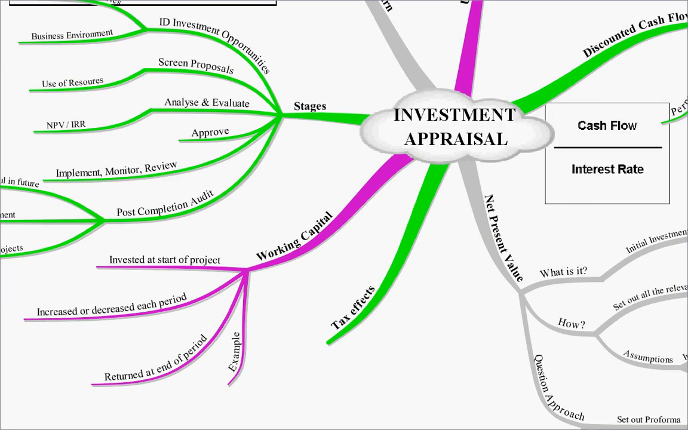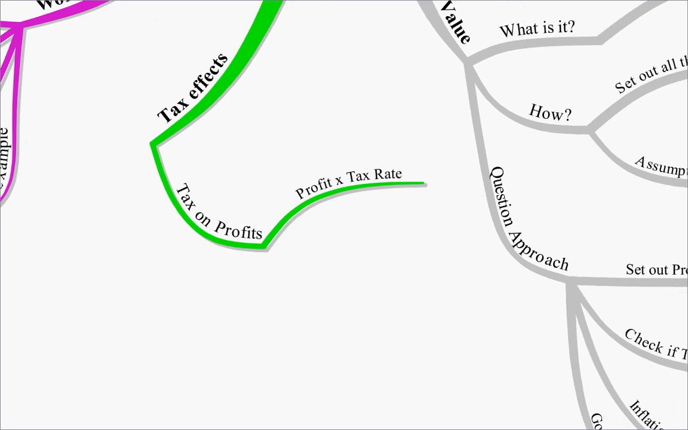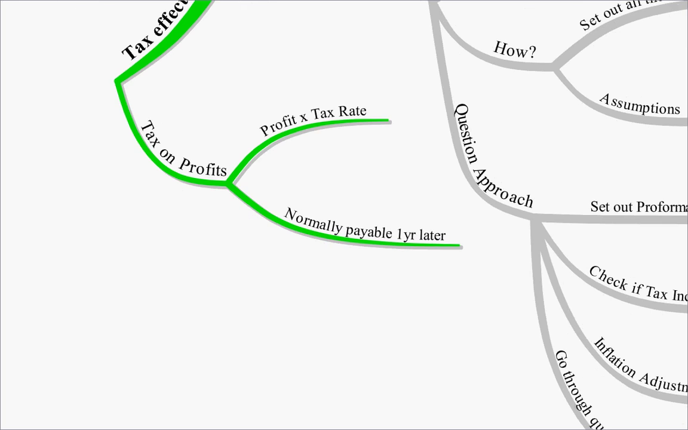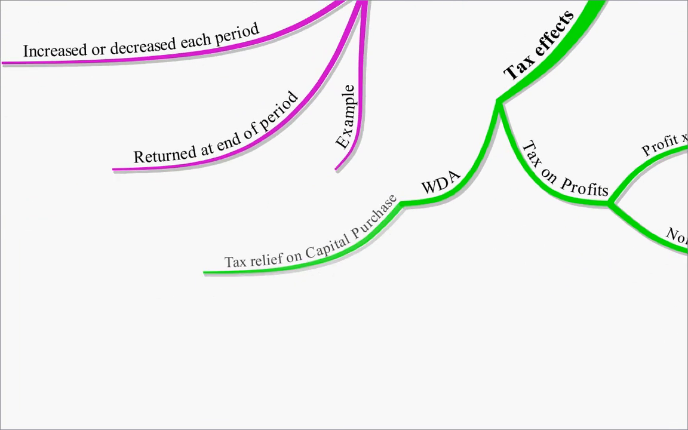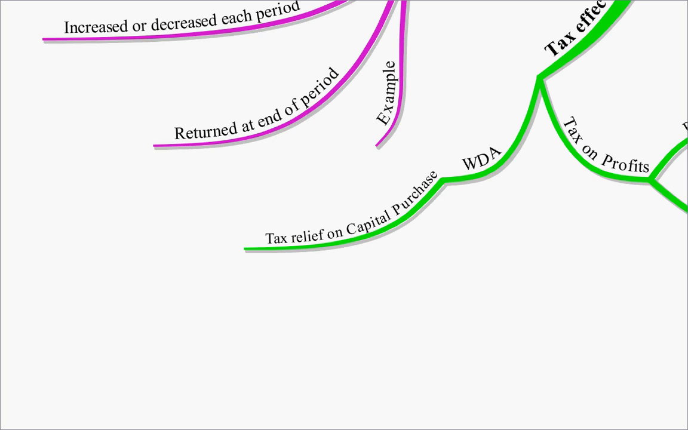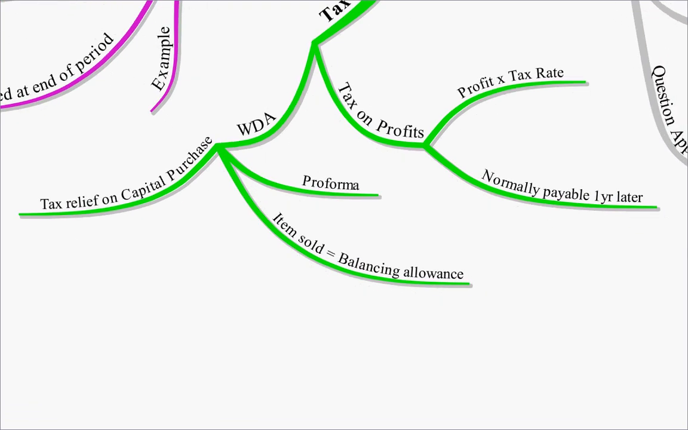We also looked at our tax effects. Remember that investments will receive tax benefits in the form of writing down allowances. So firstly, our tax on our profits is calculated simply as our profit times our tax rate, and it's normally payable 1 year later, so remember that when you're doing your calculations. Our written down allowances then, it's tax relief on the capital purchase or the capital investments. We have our pro forma, which we set out in class to make sure that we know what the items that go to the net present value calculation are. And when the item is sold, remember, we have a balancing allowance.